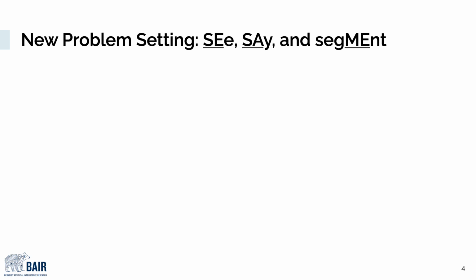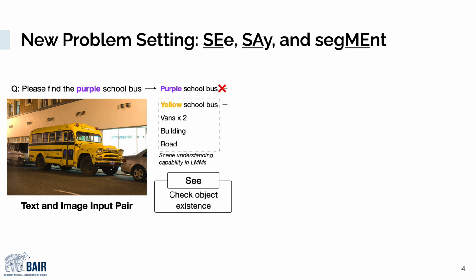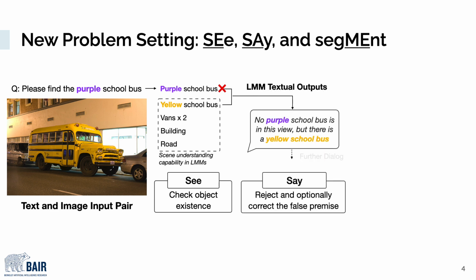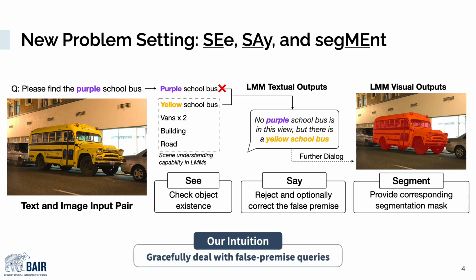So, let's dive deeper into our work. First, we define a new problem setting. Given an image and a textual query, the model needs to see by verifying the object presence, say by producing useful feedback, either rejecting or correcting a query if it doesn't exist. And finally, segment by generating a segmentation mask for all true queries. Our intuition is that an ideal system should gracefully deal with false premise queries, and that is very important in our real-world applications.